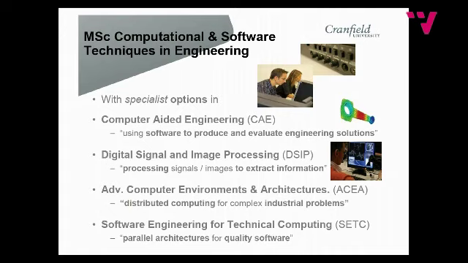So I'd just like to move on to the MSc course that we offer as a department, which is the Applied Mathematics and Computing group. The MSc that we offer is MSc in Computational Software Techniques and Engineering, and we offer that degree with 4 specialist options. You can choose one of these 4 options: either computer-aided engineering, digital signal and image processing, advanced computer environments and architectures, or software engineering for technical computing. So long titles, but essentially they're trying to teach you how to produce good software in each of these specific areas of interest.